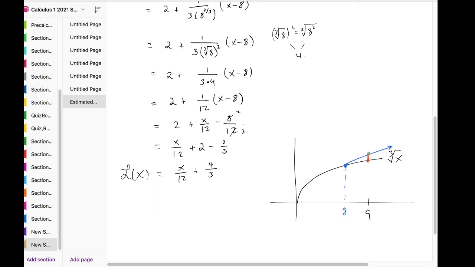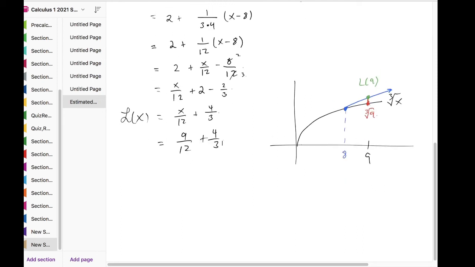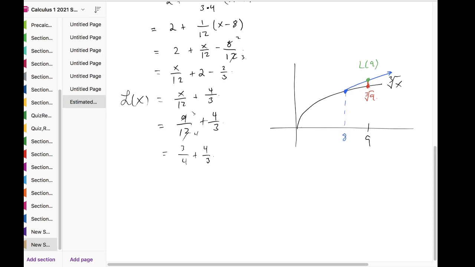So this is L of 9, and this is cube root of 9. Okay, so what happens when you plug in L of 9? 9/12 is, 3 goes into both of them. 3/4 is 4/3. So 9 plus 16 over 12, 25/12. That look right?